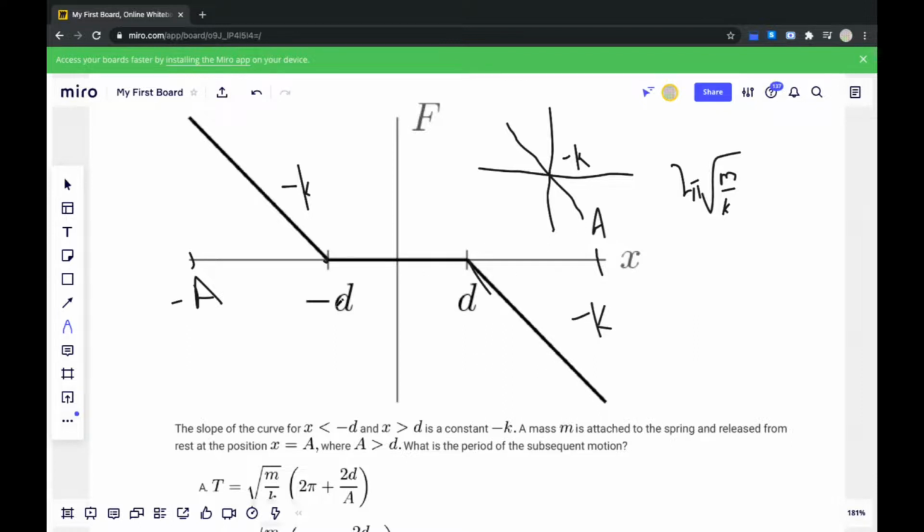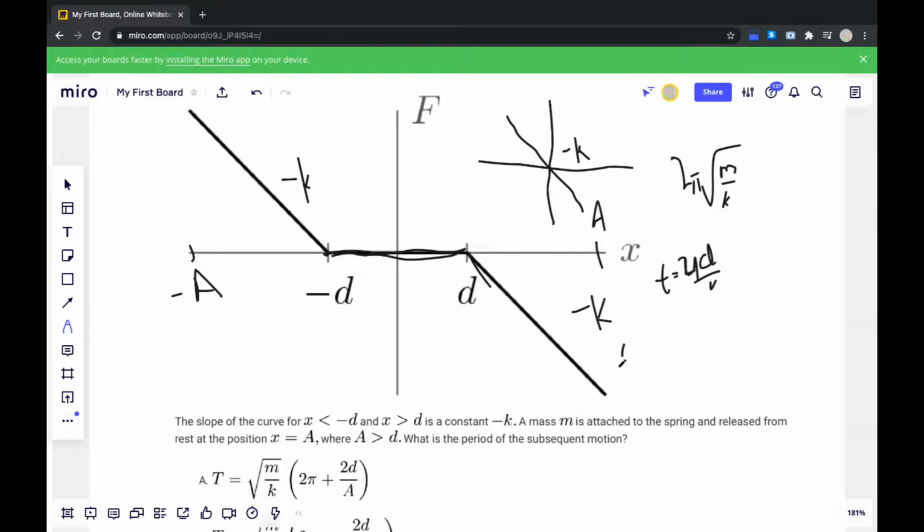Okay, so that takes care of the diagonal parts. For the straight part, the time it takes to travel across is going to be d over the velocity. But in this case, it's going to be traveling once and then coming back. So it's going to be 2 times the distance, which is 2d. So it's going to be 4 times d over v.